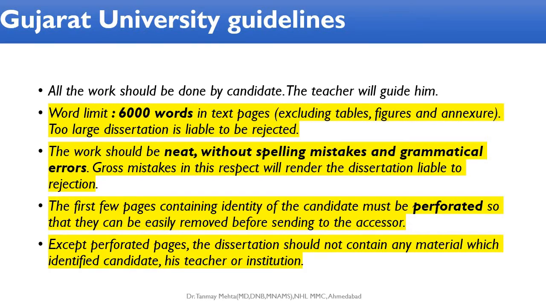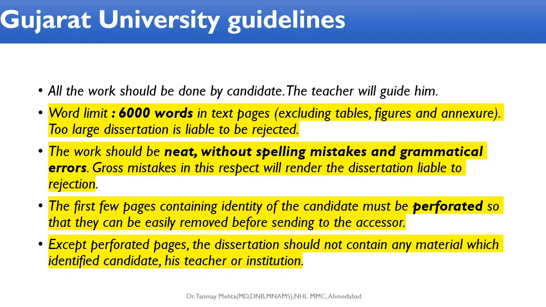So content of dissertation, and before we move forward, let us look at some general guidelines. You don't have to go on and on with the dissertation. There is a word limit, 6,000 words in text pages, which does not include tables, figures, annexures and preliminary pages, because a long dissertation can be rejected by the university. It has to be neat, without spelling and grammatical errors.